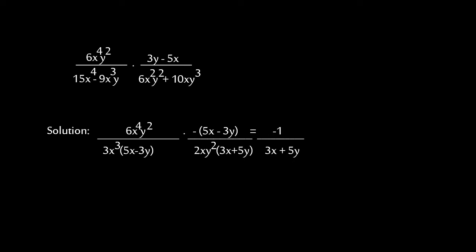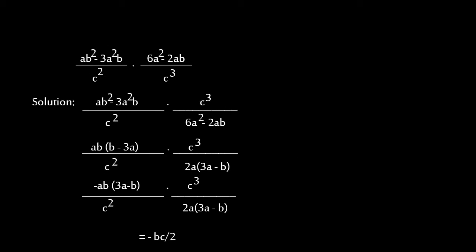So the first fraction will become 6x to the 4th times y squared over 3x cubed times 5x minus 3y, multiplied by negative 5x plus 3y over 2xy squared times 3x plus 5y. After doing so, you may now factor out the common factors, which will lead to the answer negative 1 over 3x plus 5y.